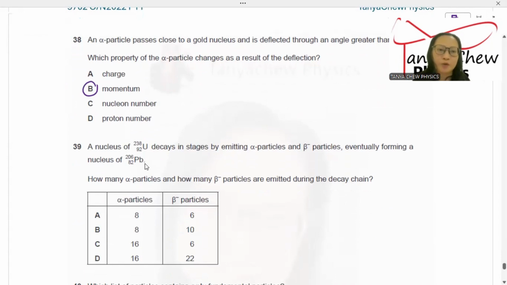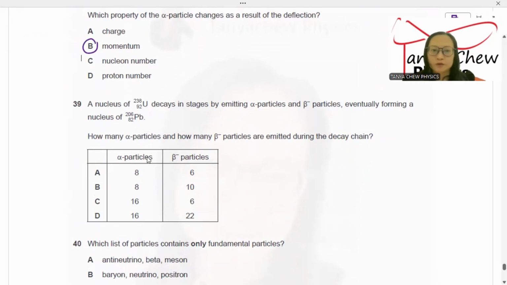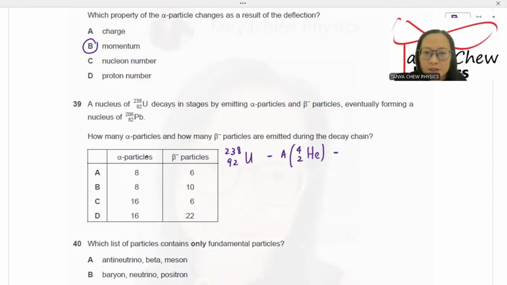Number 39, a nucleus of uranium-238 (238, 92) decays in stages by emitting alpha particles and beta negative particles, eventually forming a nucleus of lead-206 (206, 82). How many alpha particles and how many beta negative particles are emitted during the decay chain? So I write down the equation first: uranium-238 minus A alpha particles, where an alpha particle is a helium nucleus, and minus B beta negative, a fast moving electron, then I form lead-206.